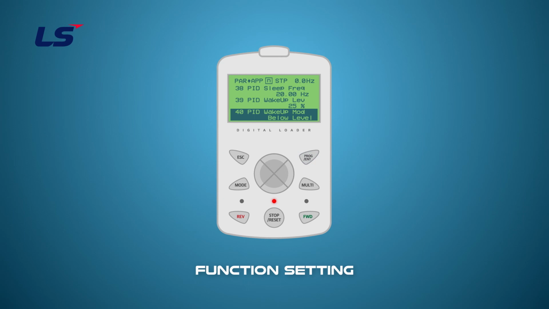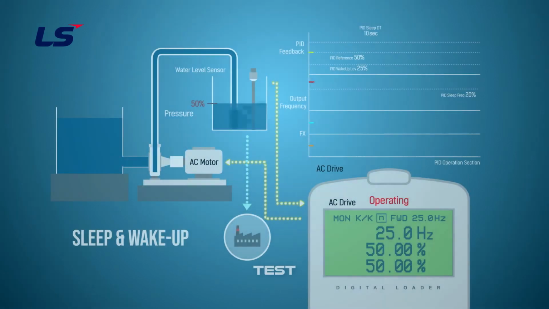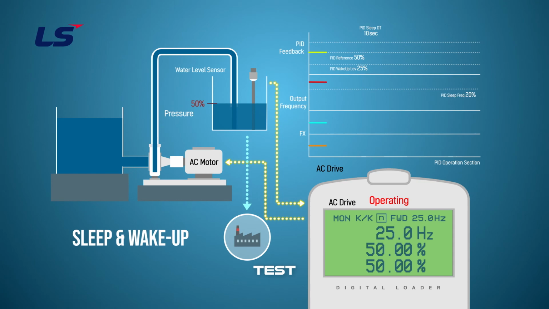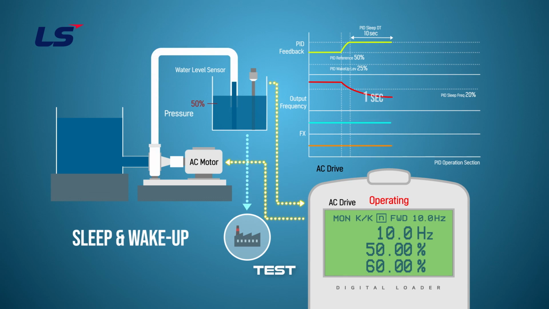After all programming is done, let's run the pump and check the operation. If the water level in the right water tank exceeds the target water level, the operating frequency is reduced by PID control. If the operation is performed for 10 seconds at a speed of 20 Hz or less as previously set in the parameter, the operation is stopped and the PID operation enters sleep mode.